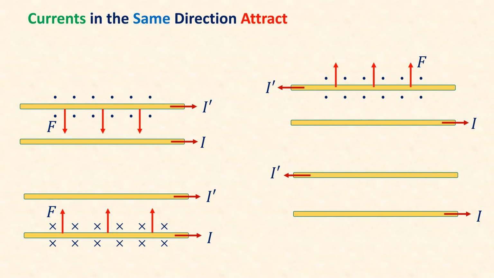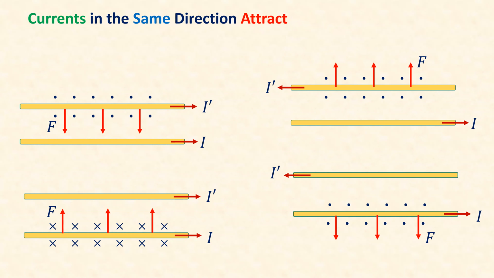And for the other one, the magnetic field of the upper one in this vicinity is also out of the page, because you put your thumb in the direction of I prime. Now, your 4 fingers show the direction of the magnetic field, which is out, and the magnetic force on I now due to I prime is downward.